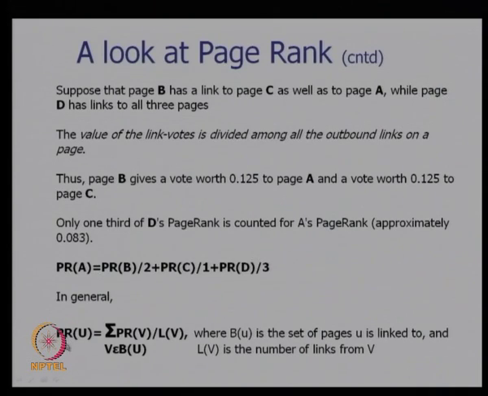In general, the PageRank of a node U is equal to the PageRank of V divided by LV, summing over all possible V's belonging to BU, where BU is the set of pages U is linked to and LV is the number of links from V. All right. So, this is the generalized formula and here is an example of its application to a specific situation. Now, what is the basic idea here? Let us get the intuition.